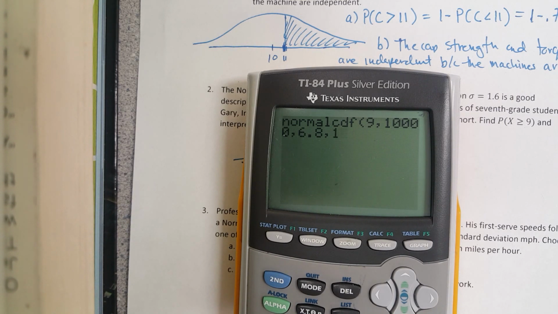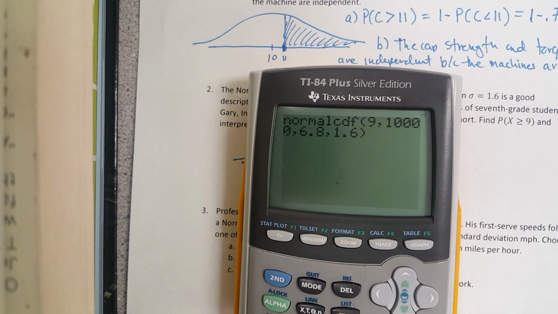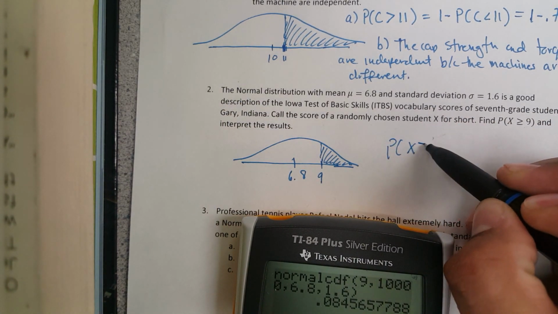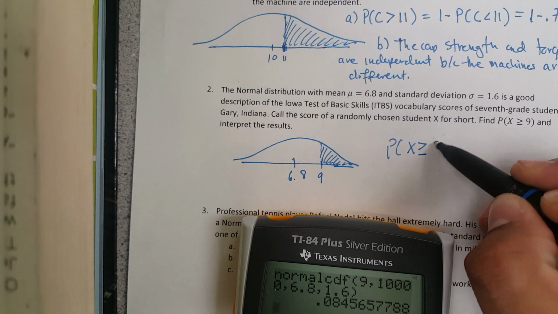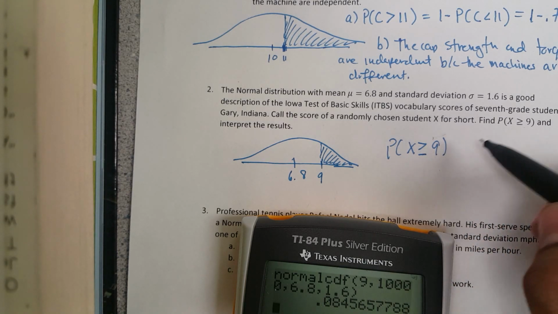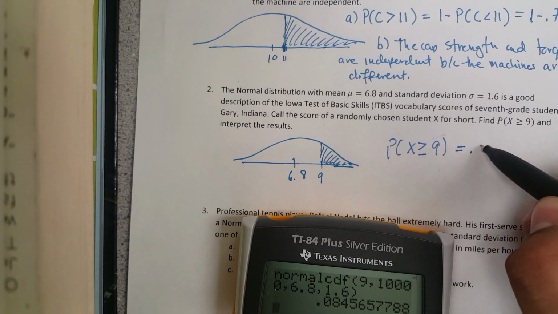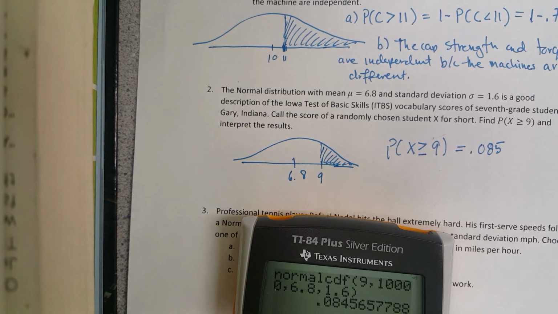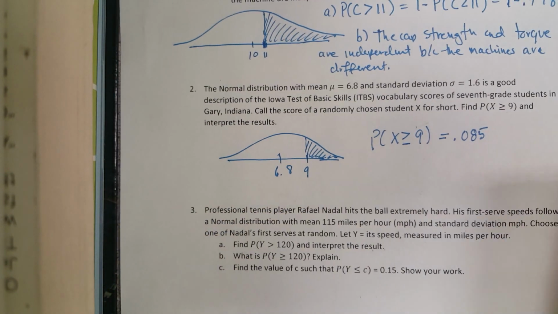1.6, close that up. And the probability of a randomly chosen student from 7th grade for vocabulary score is 0.085. So that's about 8 to 9%. So that's pretty low percentage.